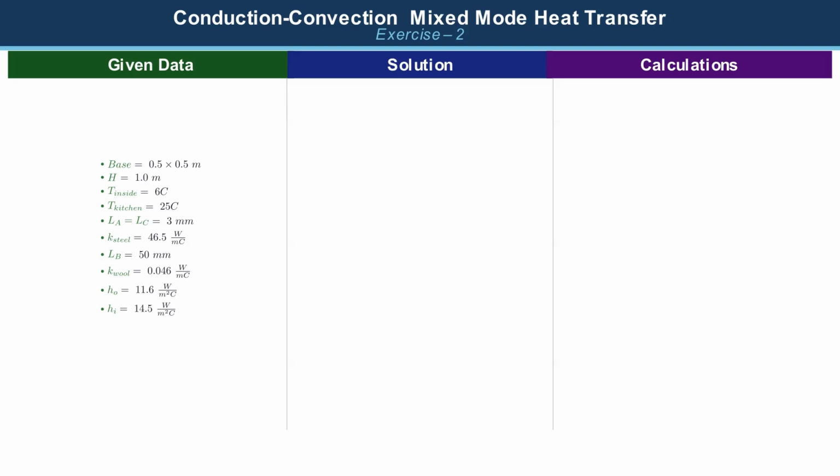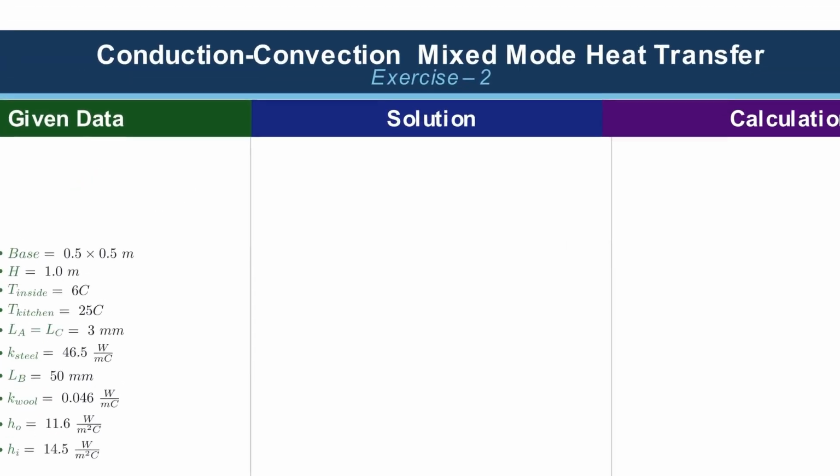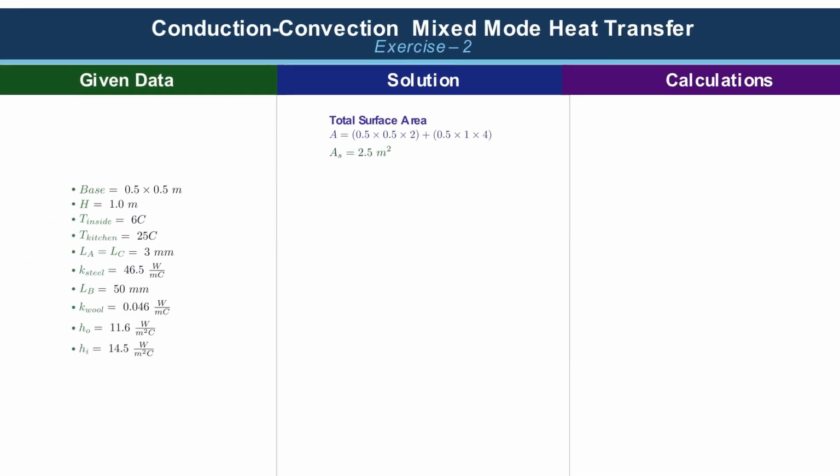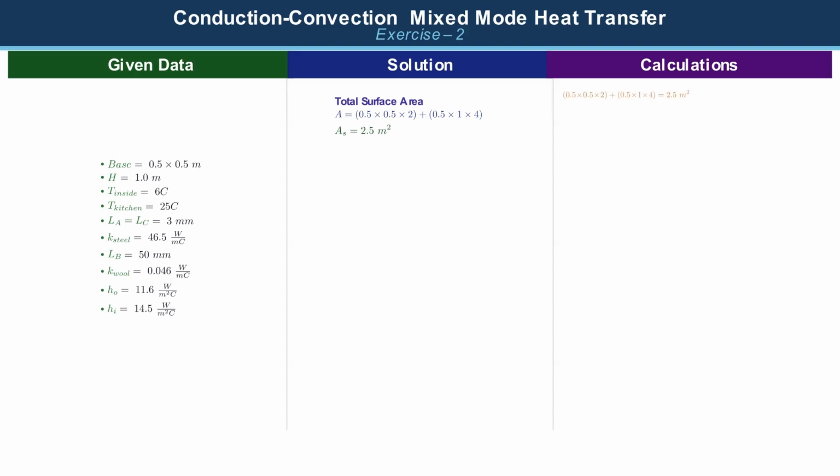Perfect. Now let's begin. Before we do anything else, we need the total surface area of the refrigerator through which heat enters. The fridge has 2 types of surfaces: top and bottom, the 2 base faces, 0.5 by 0.5 times 2, 4 sidewalls, 0.5 times 1.0 times 4. So, A equals 0.5 times 0.5 times 2 plus 0.5 times 1.0 times 4. A equals 0.5 plus 2.0. AS equals 2.5 meters squared. This is the total area through which the kitchen heat is trying to leak into the refrigerated space.